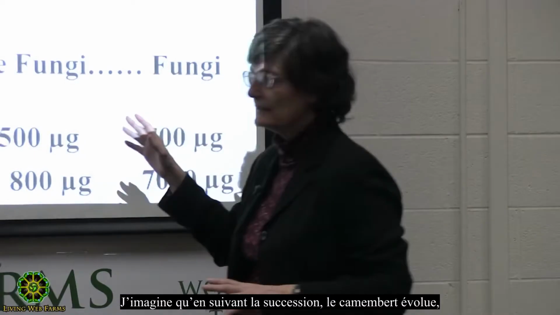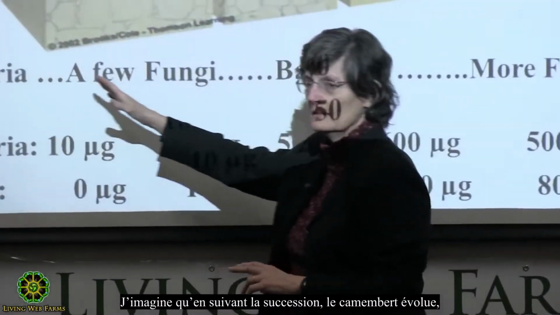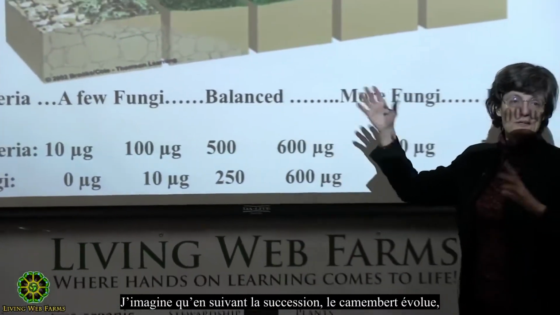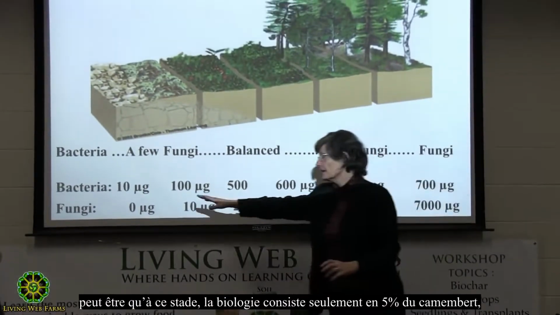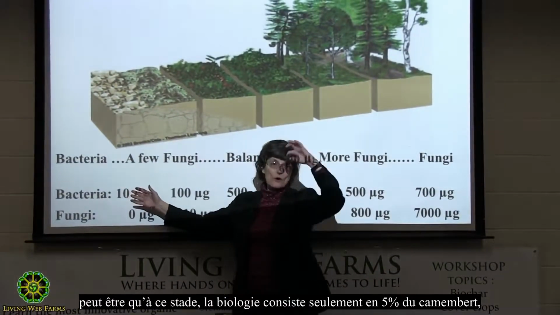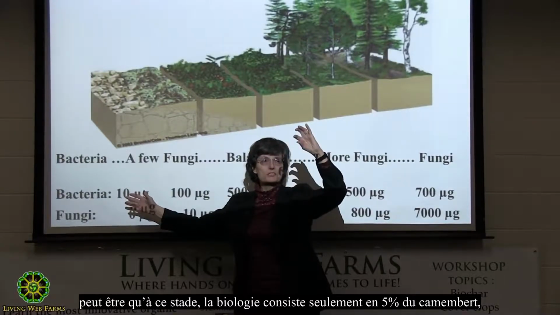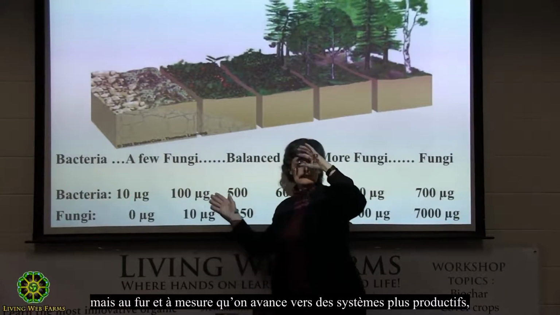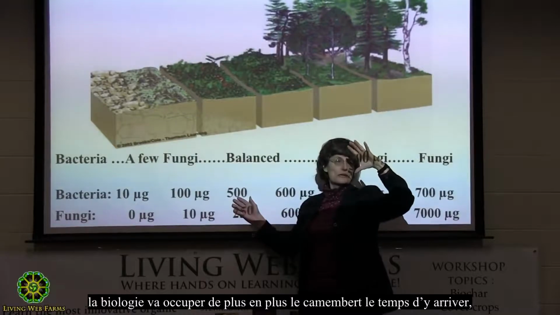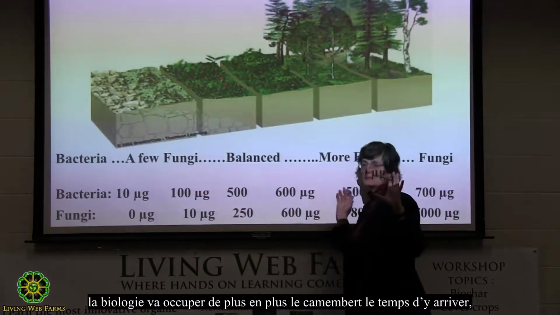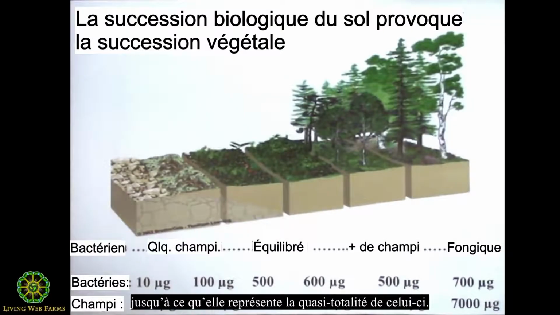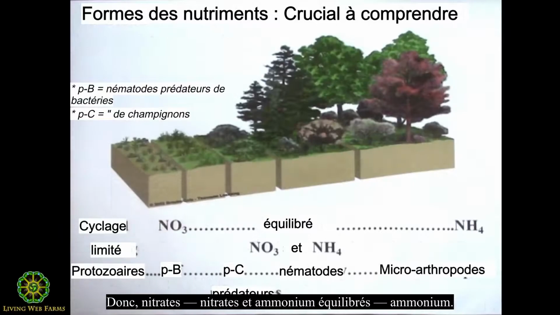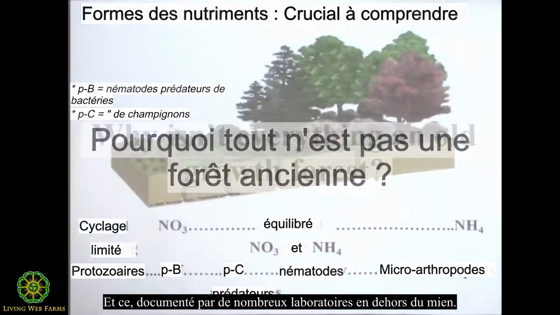I suspect that as we go through succession, that pie chart is going to shift. Maybe down here, the biology is only 5% of your pie chart. But as you move into more productive systems, the biology is going to get to be more and more of that pie chart. By the time you get here, the biology is most of the pie chart. So, nitrate, balanced nitrate and ammonium. Been documented by a number of laboratories beside my own.